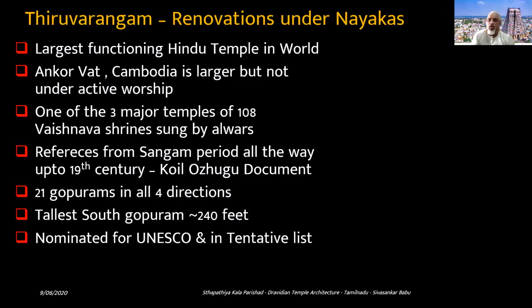Perumal means Varadaraja Perumal. So there are references and details from our Sangam days, and it has been consistently developed. It has seen so many wars, so many fights, and occupation during the Muslim period, and all this is documented fairly well in the Koil. Maximum number of gopurams, 21 in all four directions. The tallest one is 240 feet, which was recently built in the 1970s. It is still in the UNESCO tentative list and being pushed for heritage site status.